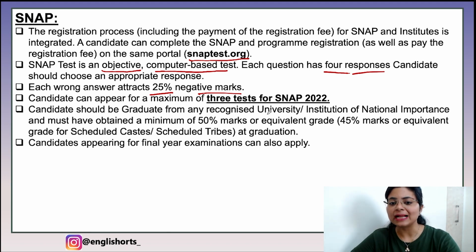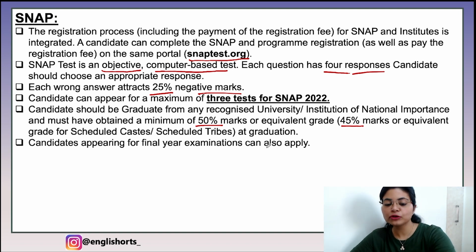The candidate should be a graduate from any university with 50% marks or equivalent grade. If you have reservations, then 45% marks are also accepted. If you're in your final year, then also you can apply, because you will be taking your final year exams in June and you will be joining college only after that.